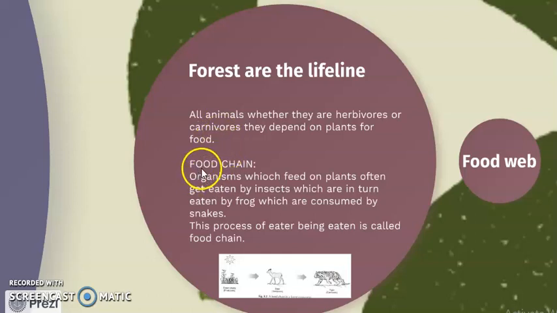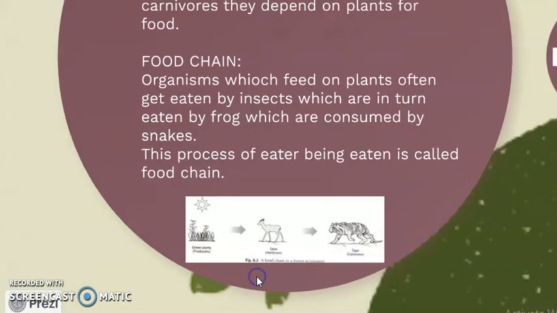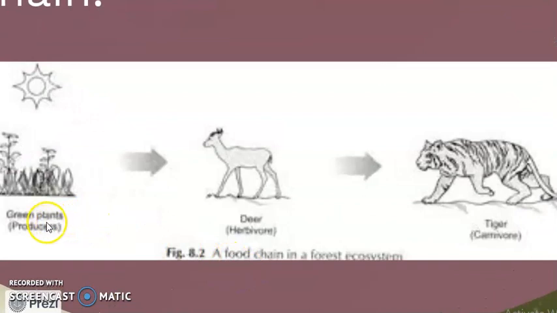Now there's a new term called food chain. This is a simple term. Organisms which feed on plants often get eaten up by insects, which are in turn eaten up by the frog, which is consumed by the snake. So this is the process of eaters being eaten. This process is called a food chain. You can see a small example here.